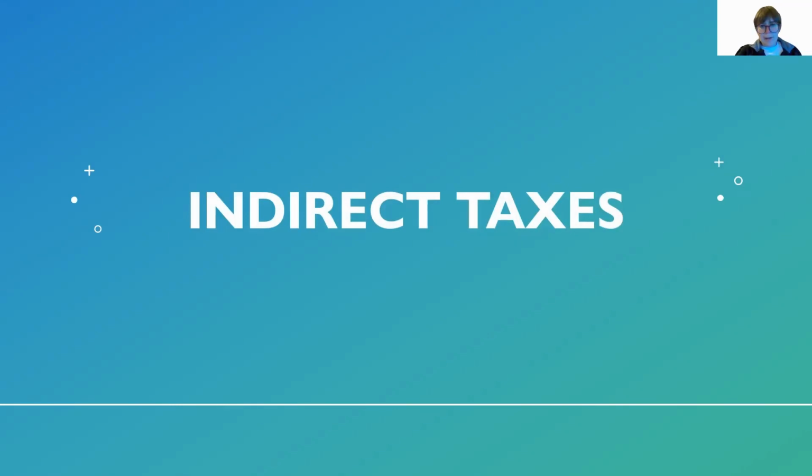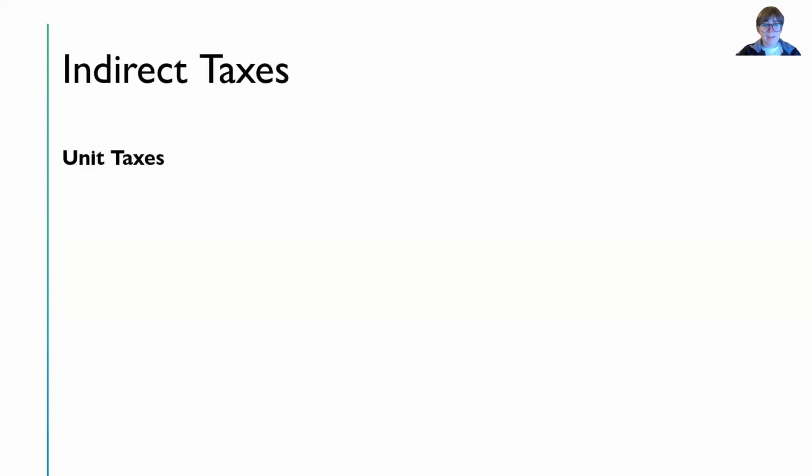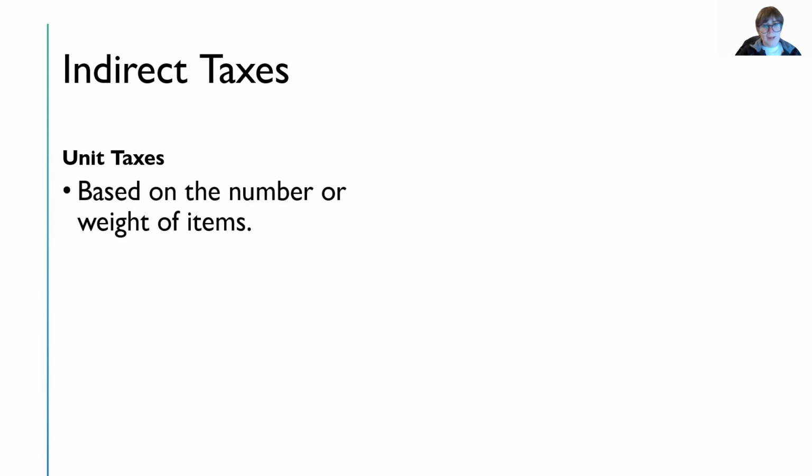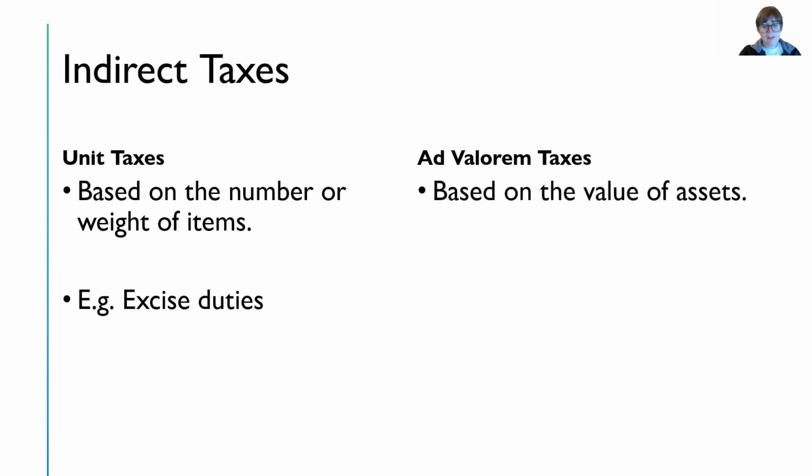So they were the direct taxes. Now let's take a look at the indirect taxes. So we have unit taxes and ad valorem taxes. We're going to start off by looking at the unit tax. This is based on the number or the weight of items, and an example of this is excise duties. The other one is ad valorem taxes, and this one is based on the value of assets. An example of that is a sales tax.